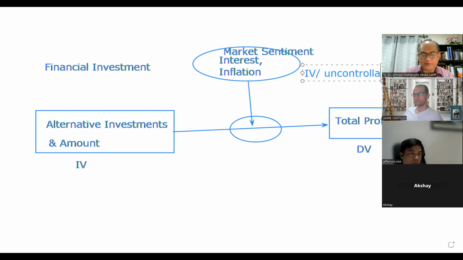Uncontrollable variable. So you need to develop a formula, and then you see there are changes that you can control, and then there are changes that you cannot control. Then you can make some recommendation, decision, what you need to do.